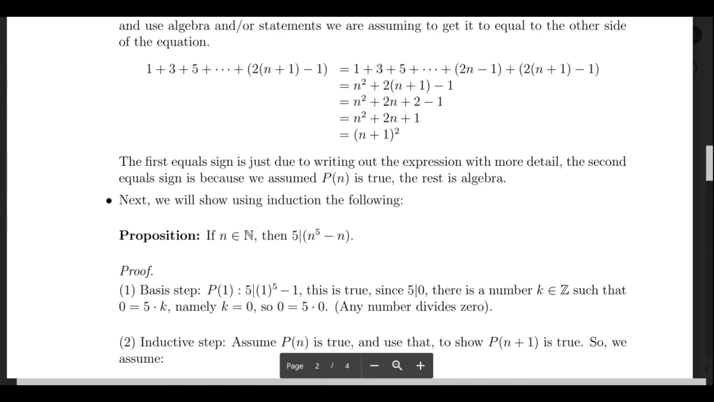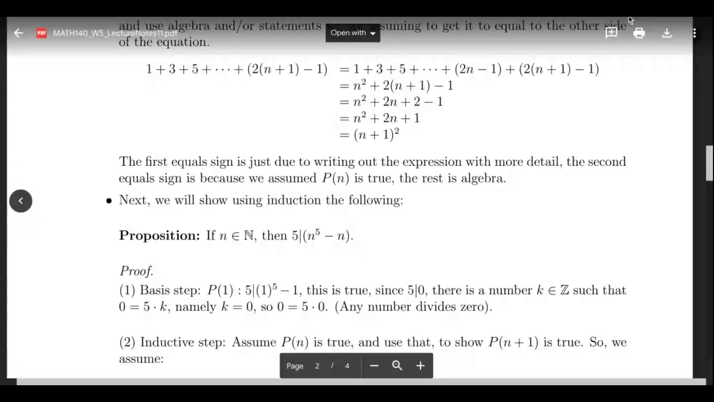Basically saying, if it works for the base number, then it works for an arbitrary number, then it would work for the next arbitrary number. So that's the induction proof, the induction step. All right, any questions?